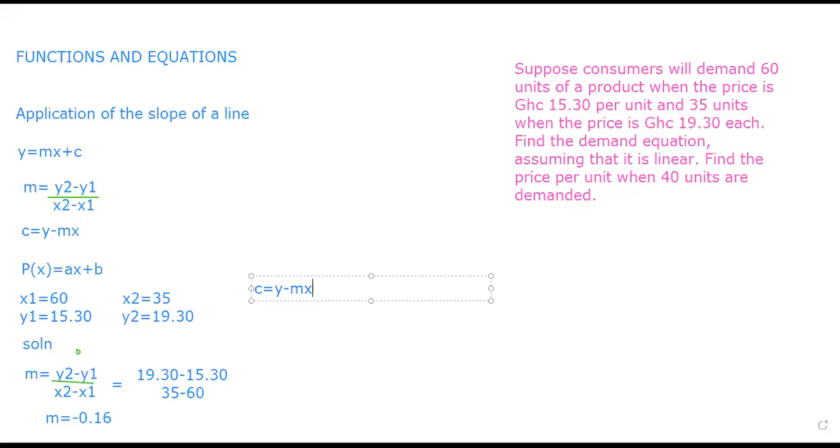So I can decide to use X1 and Y1. To be on the safer side, I always advise that you go with the 1-1. You can also go with the 2-2. You still get the same answer. But let's go with the 1. So our Y1 is 15.30 minus our M, which gave us negative 0.16, times X1, which is 60.